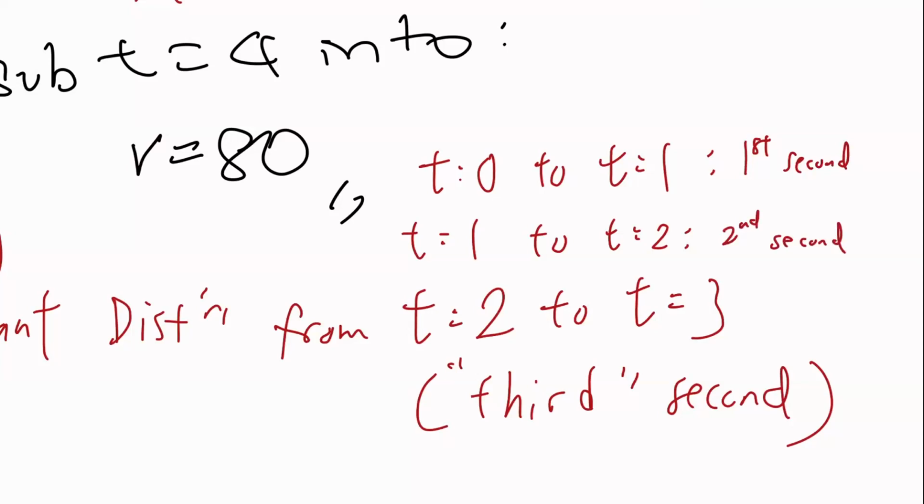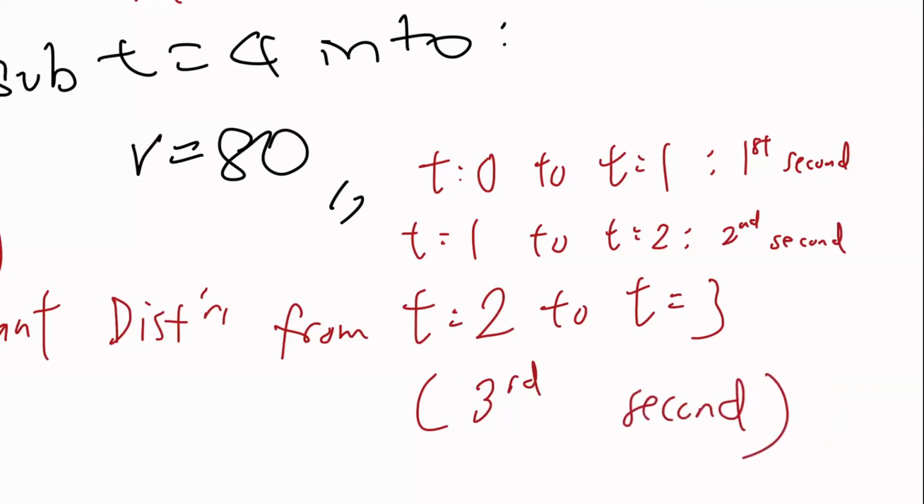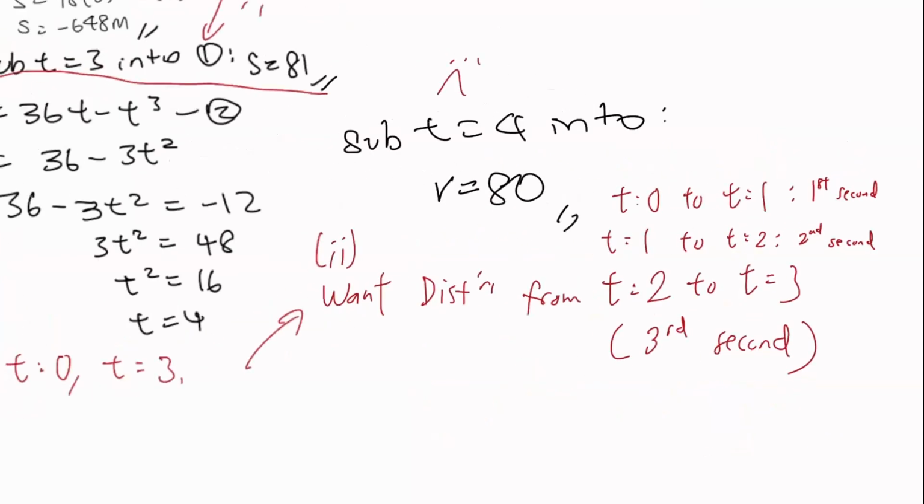Then t equals 2 to 3 is the third second. Okay, I won't spell it out, I'll just write the short form. Third second. Okay, clear enough?